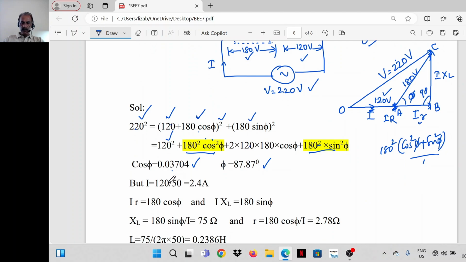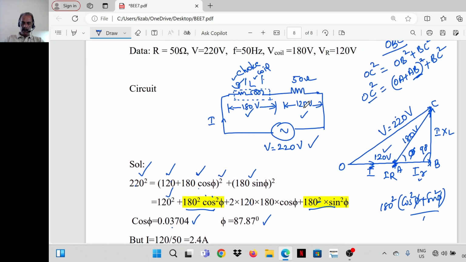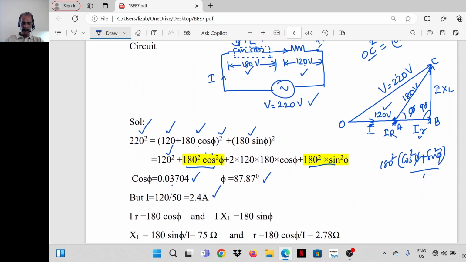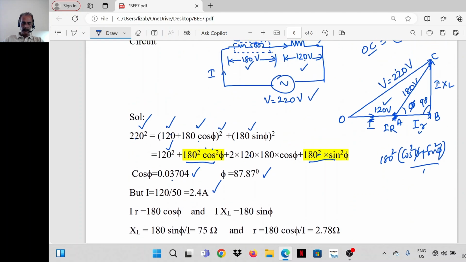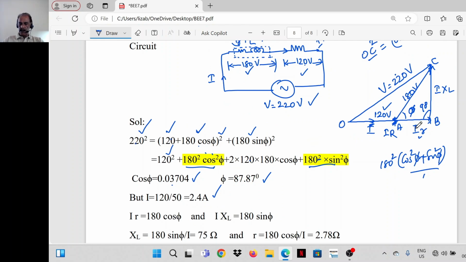Now the magnitude of the current we can find out. This voltage is 120 volts and this resistance value is 50 ohms. Therefore, the current through the circuit is V by R, so I is equal to 120 divided by 50, that is 2.4 ampere. Again, using the relation, AB is equal to 180 cos phi, or Ir is equal to 180 cos phi, and this length BC is 180 sin phi, or IXL is 180 sin phi.